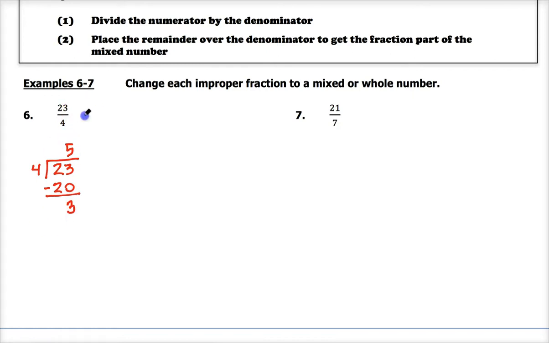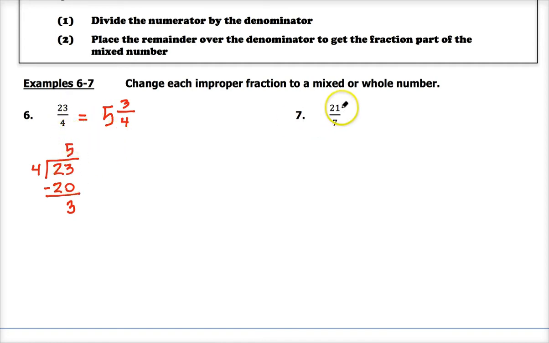So to make this a mixed number, our quotient 5 is the whole number portion of our mixed number, and then our remainder, 3, is the numerator of our fraction. It goes over the denominator of our original fraction 4. So this is equivalent to the mixed number 5 and 3/4.